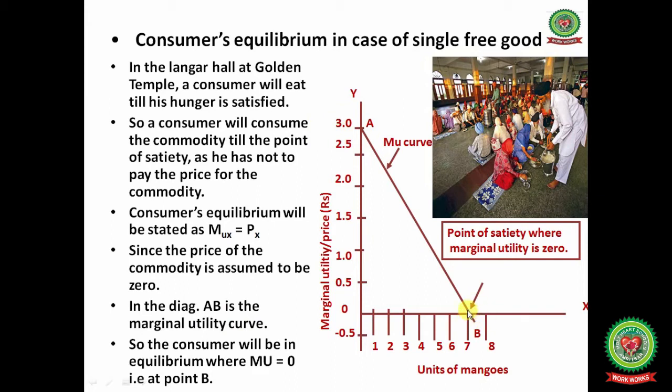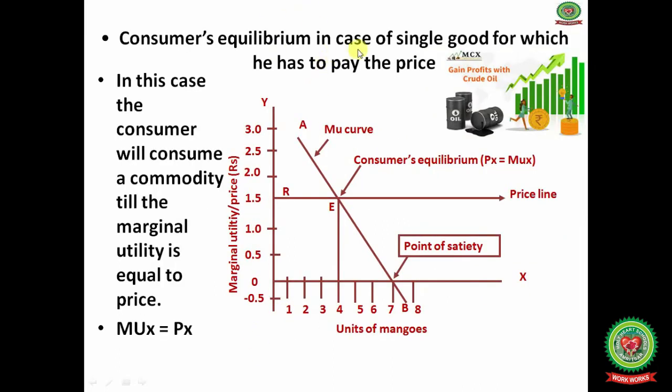So the consumer's equilibrium will be stated as MUx, where the marginal utility from the commodity X is equal to the price of that commodity, since the price of the commodity is assumed to be 0. AB is the marginal utility curve. So the consumer will be in equilibrium where the marginal utility is equal to 0, that is at point B. This point is known as the point of satiety, where marginal utility is 0.